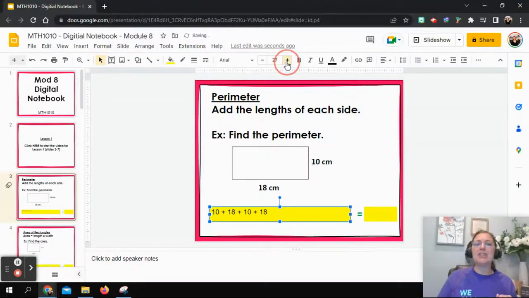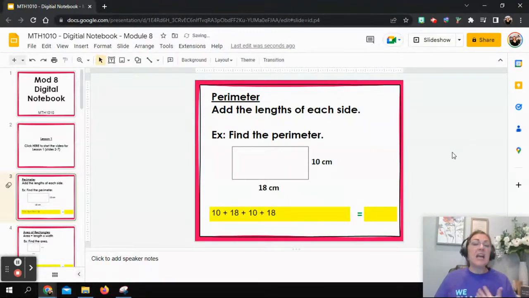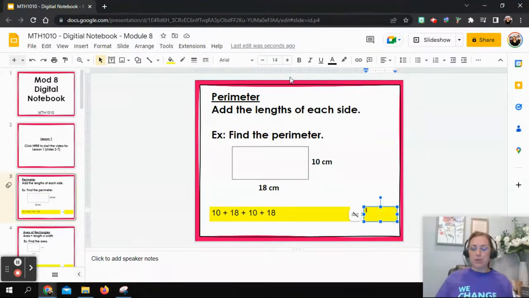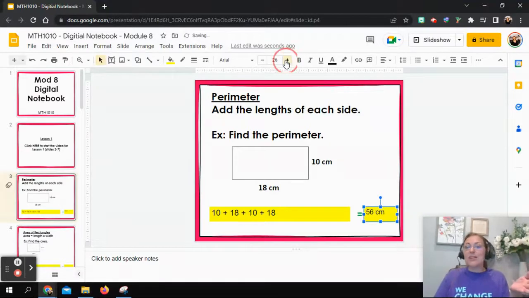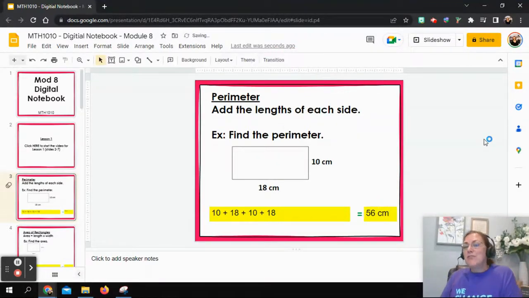I'm just making that a little bit bigger for you to be able to see. When we add those all up, put it in your calculator, you get 56 centimeters. Perimeter always has units just like those that are given. So in this case, 56 centimeters would be appropriate for our perimeter.